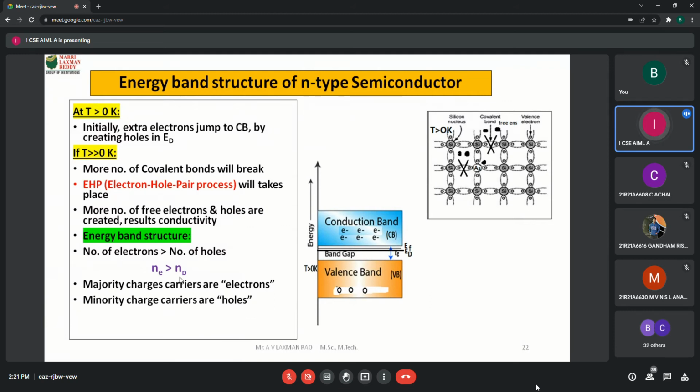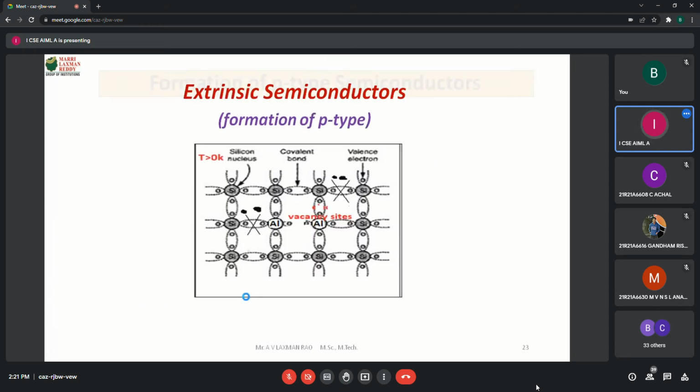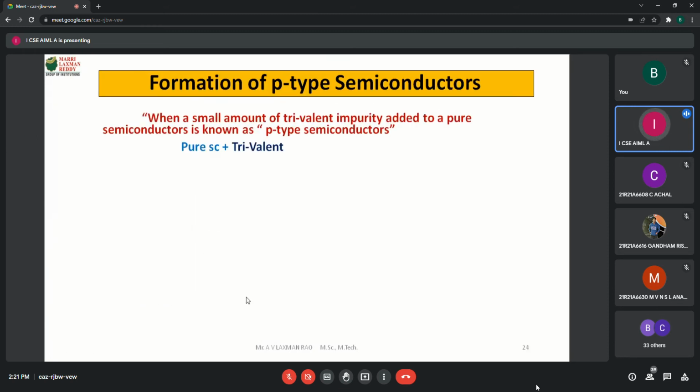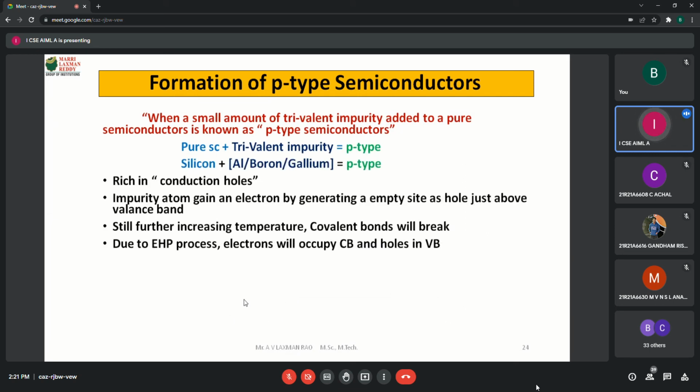We can increase the electrical conductivity either by increasing the number of electrons or by increasing the number of holes. So in n-type semiconductor, we are increasing the number of electrons. If you take the p-type semiconducting materials, I have explained their properties again by using the energy band structure and the atomic structure. Overall, what is happening here?